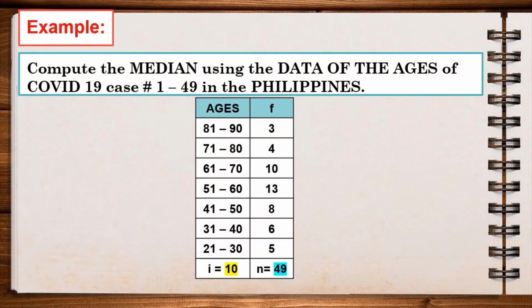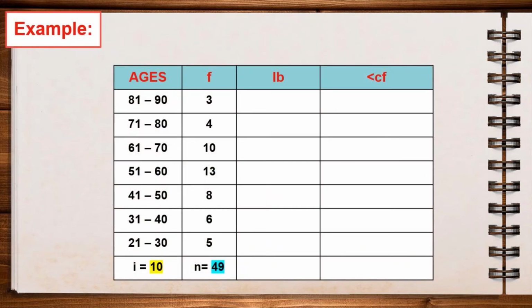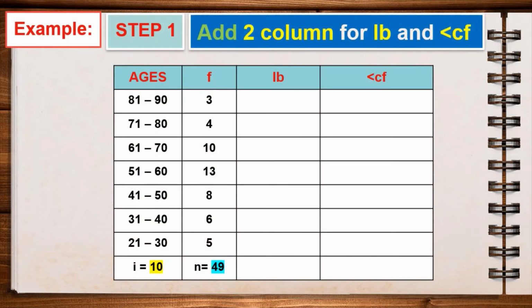Example, compute the median using the data of the ages of COVID case number 1 to 49. So, ito pa rin po yun. Ang interval niya is 10. Ang N niya is 49. Ito yung frequency, kaya total siya na 49. And then, step 1. We will add 2 columns for lower boundary and the cumulative frequency.